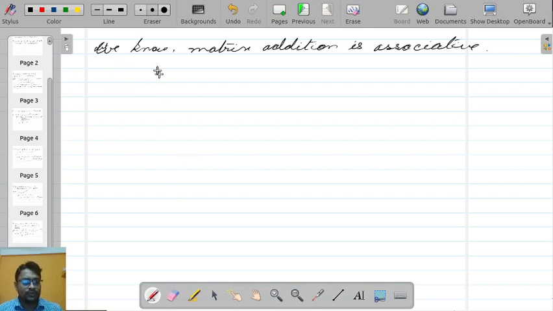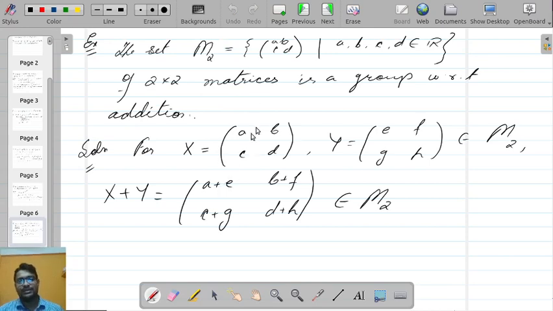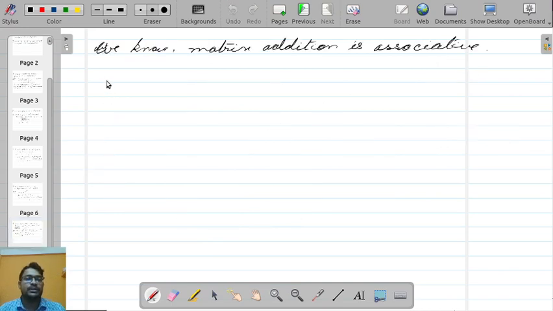Okay, and we'll prove the general case also where we can do it as required. So what can be the identity element here? Which element may work as the identity element? If y is the identity, then x plus y has to be x only. So what should be the element here? Obviously this has to be 0. So a plus 0 will give us a only, b plus 0 will give us b, c plus 0 will give us c, d plus 0 will give us d. So 0 is the identity element, the null matrix.